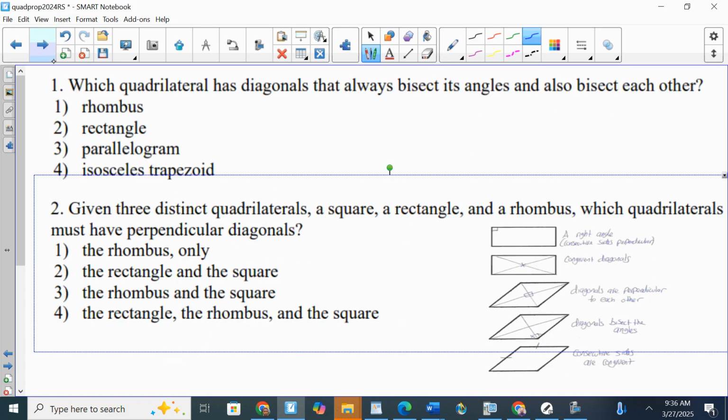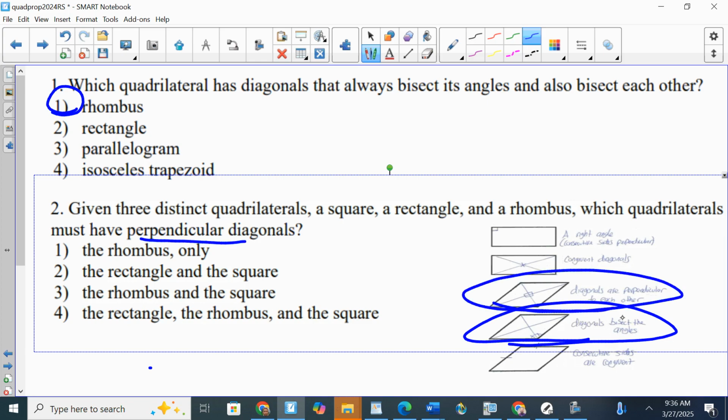So we start by identifying the shape. Which quadrilateral has diagonals that bisect its angles? Well, diagonals that bisect the angles, that's a rhombus. And also each other, that's all parallelograms. It could be a rhombus or it could be a square. The square has all of them. Which has perpendicular diagonals, that's a rhombus as well. It does have the square as well.